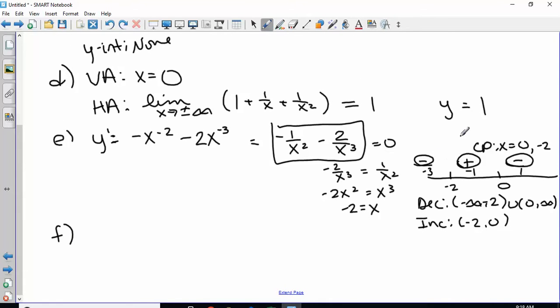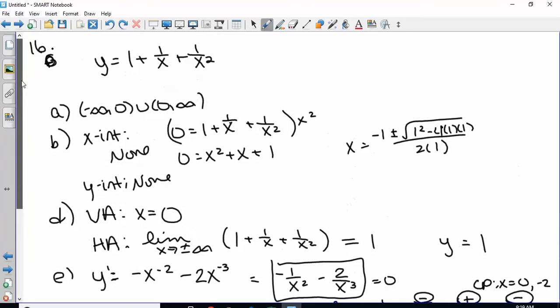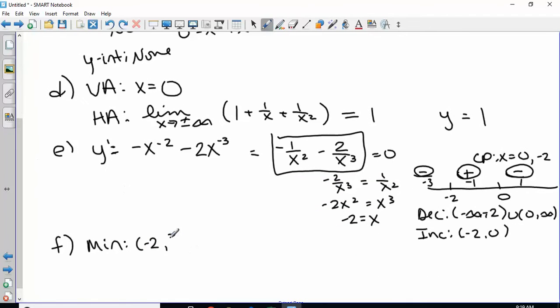Then I ask you about max and min. If you go decreasing to increasing, what is that? A min. So we have a min at negative 2. Plug negative 2 into the original. So 1 minus 1/2 plus 1/4, so that would be 3/4. Here we went from increasing to decreasing, which would tell me max, but can you plug 0 into the original? No, so there is no max.